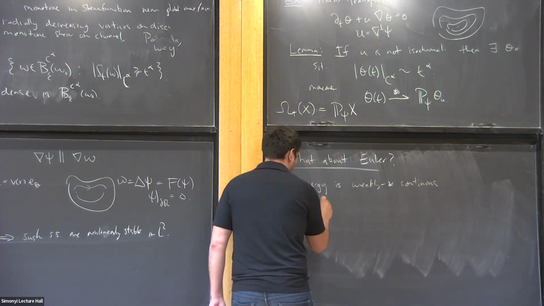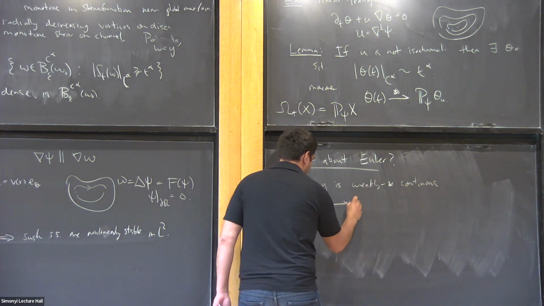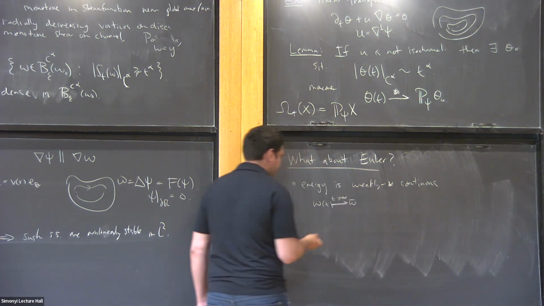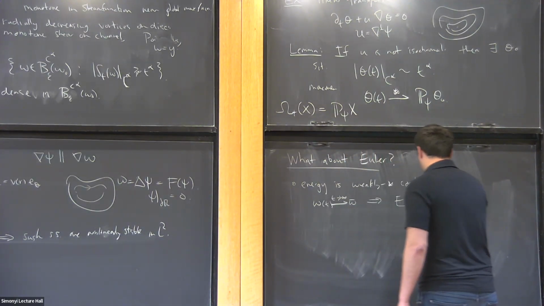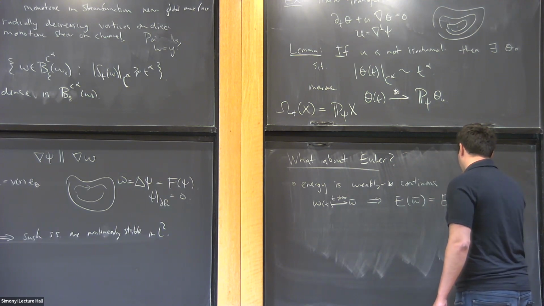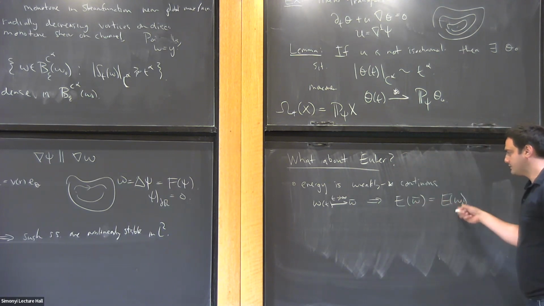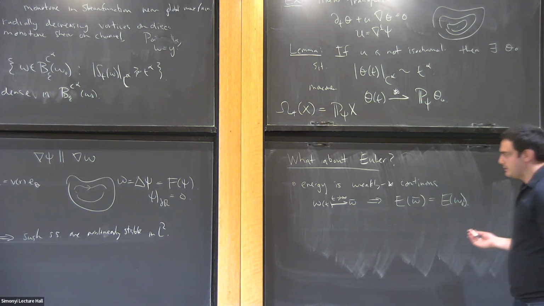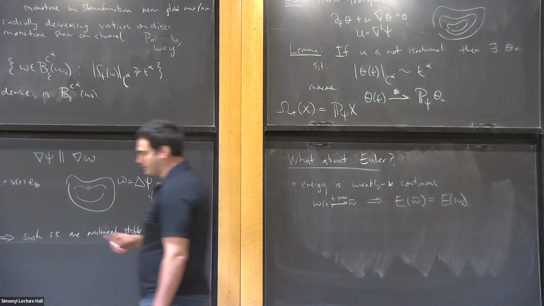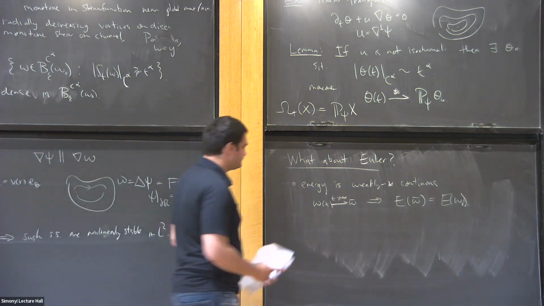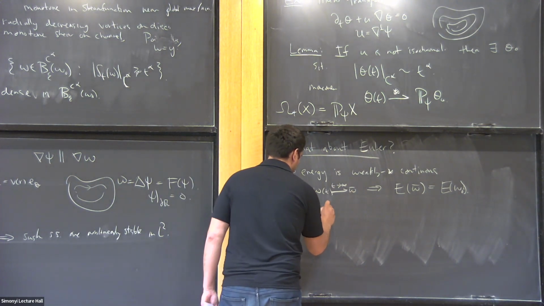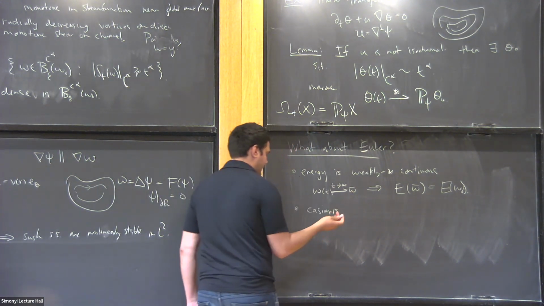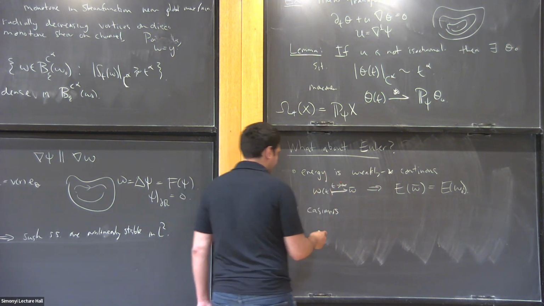Namely, if omega t is weakly converging as time goes to infinity on some subsequence to omega bar, then the energy associated to omega bar is equal to the energy associated to omega 0. Namely, you don't lose any energy at infinite time because the energy is one derivative smoother than the vorticity. On the other hand, the Casimirs can be lost, because these are not continuous in this sense.